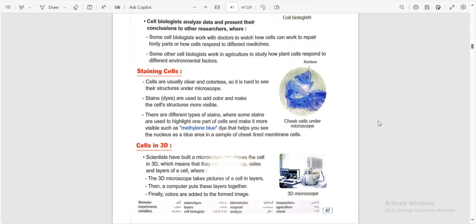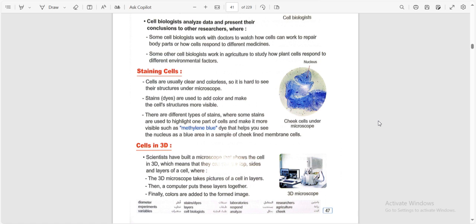And to see the cells in a very good way, we need more advanced microscopes, and we call these 3D microscopes. A 3D microscope is a very interesting invention, because it takes many pictures of the cell. Let's imagine a book. A book has many pages, right? So this is what the 3D microscope does. It takes many pictures, many layers of the cell, and then adding them up together using a computer, you make a 3D image of the whole cell. You can see it from different angles. Good.